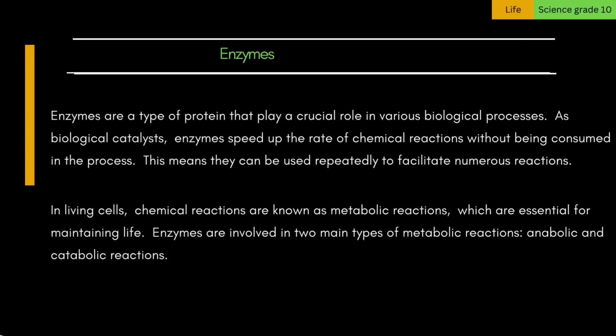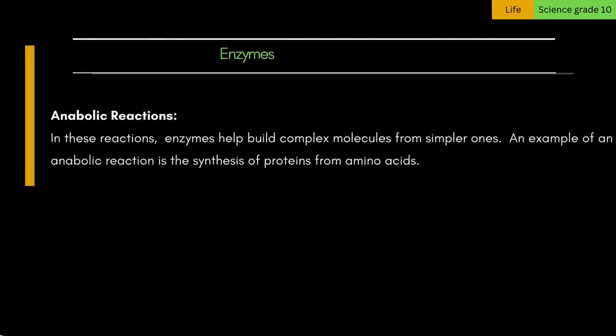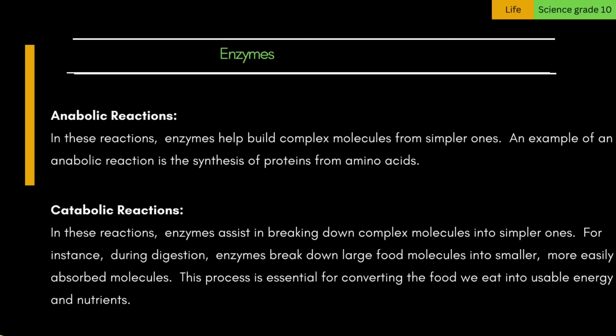Enzymes are involved in two main types of metabolic reactions: anabolic and catabolic reactions. Anabolic reactions. In these reactions, enzymes help build complex molecules from simpler ones. An example of an anabolic reaction is the synthesis of proteins from amino acids. Catabolic reactions. In these reactions, enzymes assist in breaking down complex molecules into simpler ones.